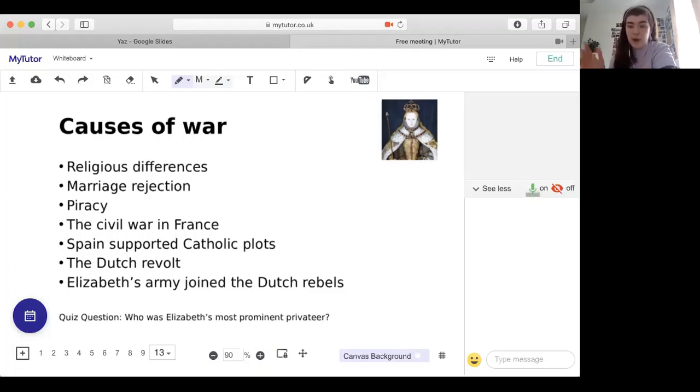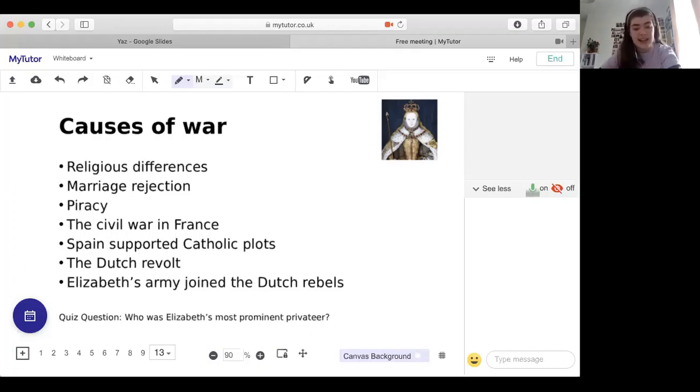So we've got another lesson on the plots and revolts, and we'll go into that more, but they were very key to all of those plots, which are a direct threat to Elizabeth. We've also got the Dutch revolt. So Protestants in the Netherlands began a revolt against the Spanish rule in 1572, just a reminder, and Elizabeth secretly supported the Dutch rebels because she knew that the Dutch revolt would keep the Spanish too busy to threaten England, and also she wanted a Protestant ally.